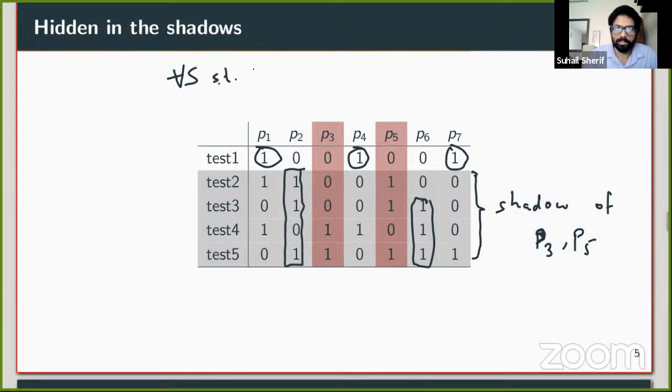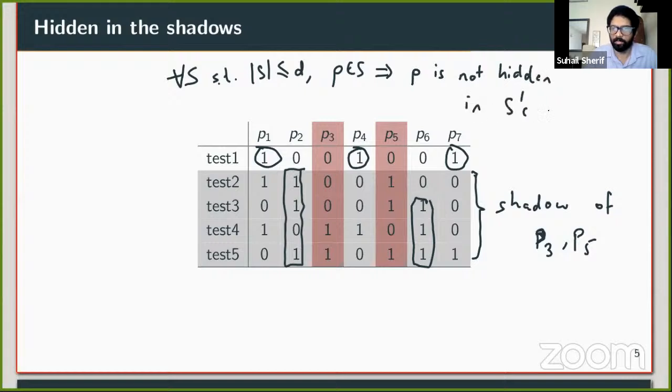For all S such that size of S is at most D, if P is not in S, this implies that P is not hidden in S's shadow. So this is a completely equivalent way of talking about a set of tests being good for algorithm 2.